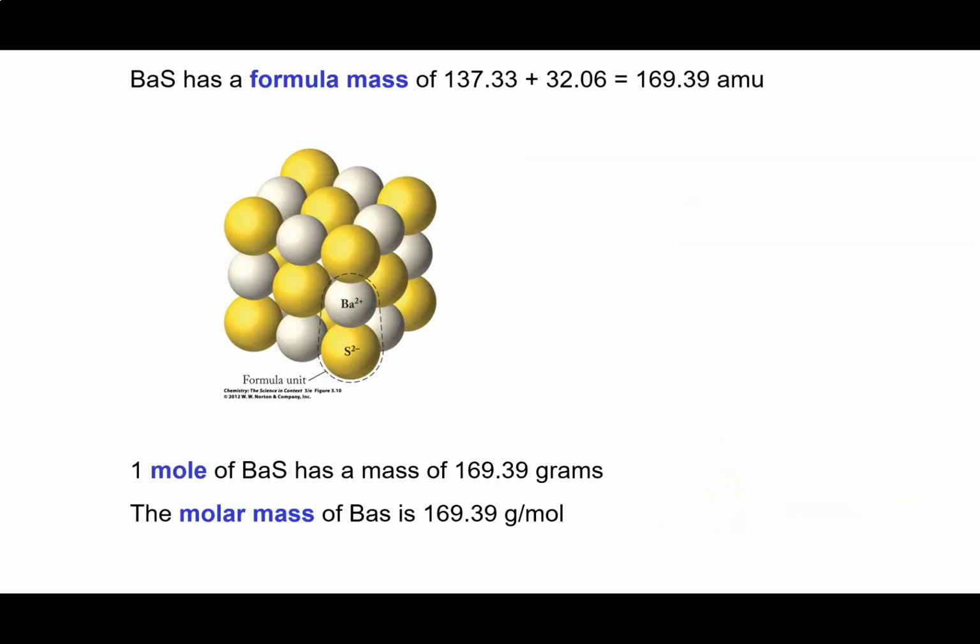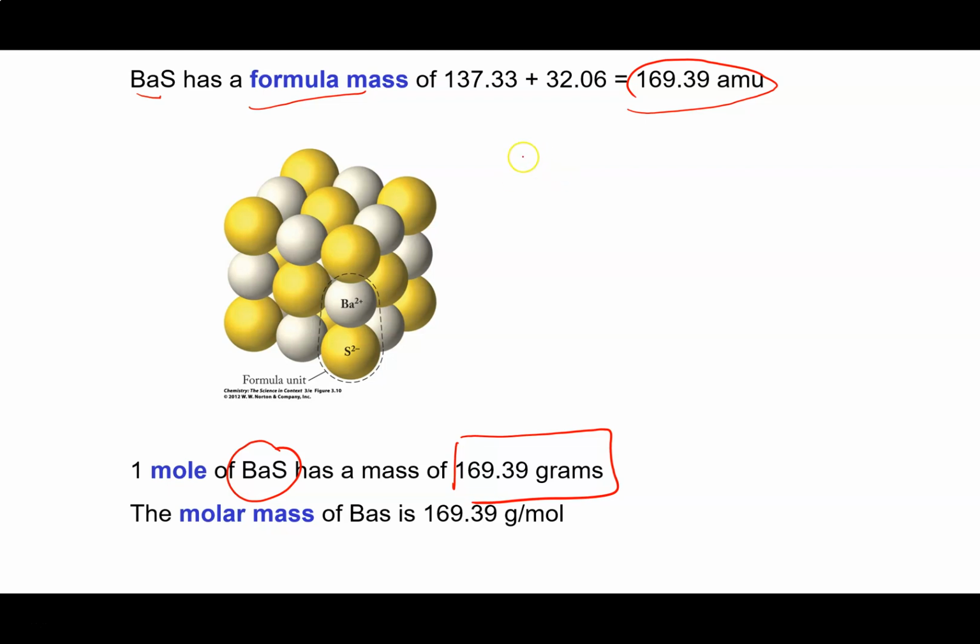So we can apply the concept of the molar mass to compounds. We said barium sulfide before. We said it has a formula mass of 169.39 AMU. Guess what? A mole of barium sulfide would weigh 169.39 grams. Or another way that we might say this, because it's complicated saying 1 mole of something weighs, we say the molar mass of barium sulfide is 169.39 grams.